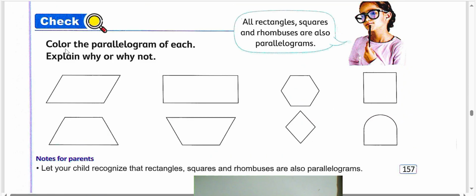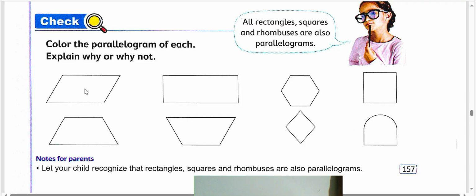Now we will check which shapes are parallelograms and explain why or why not. We can choose the first one. We call it a parallelogram because we have 4 sides. Each pair of sides is parallel and equal in length.